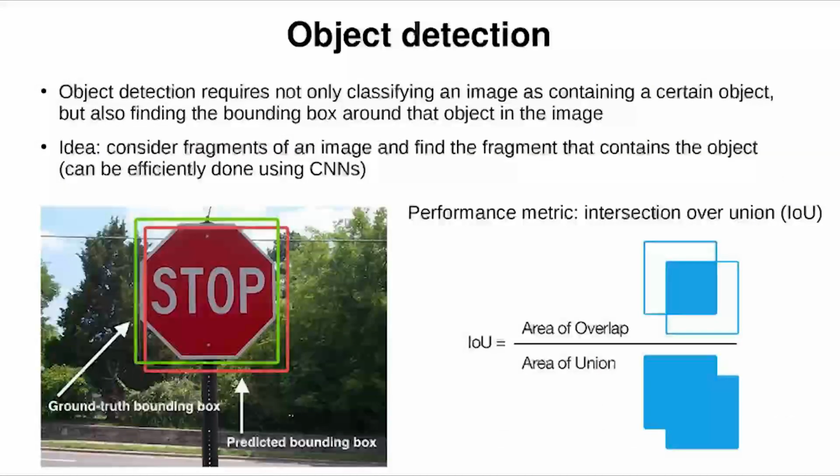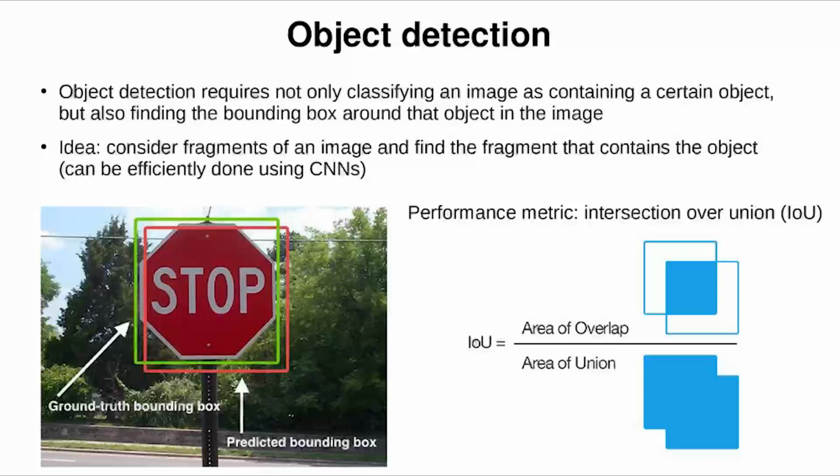We have seen how pre-trained models can be used for image classification. Now, let's briefly consider how they can be used for object detection. This task requires not only classifying an image as containing an object that belongs to a certain class, but also finding the bounding box around that object in the image.